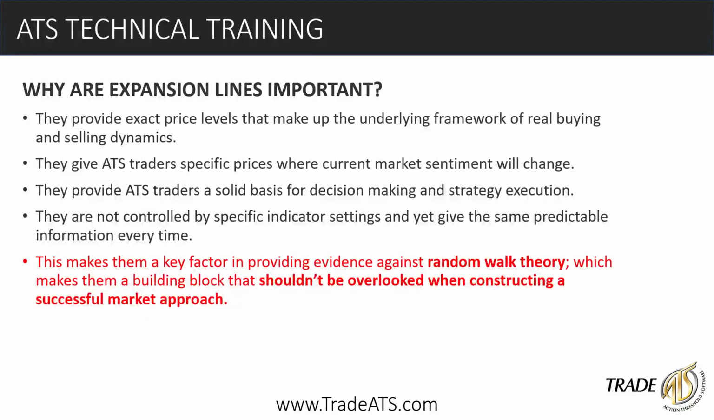So this makes them a key factor in providing evidence against random walk theory, which makes them a building block that shouldn't be overlooked when constructing a successful market approach. By understanding the expansion lines in the ATS chart mapping system, you'll quickly understand that there's no basis for random walk theory in the markets. The markets are not random, people do not all act rationally in the market, and the markets do trend, which gives us an edge.